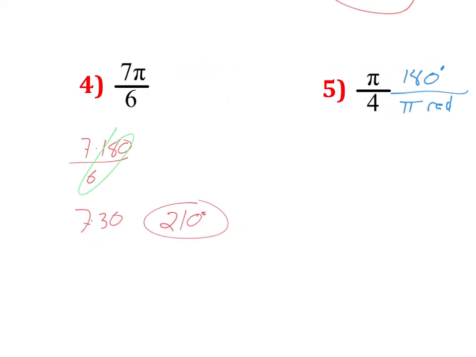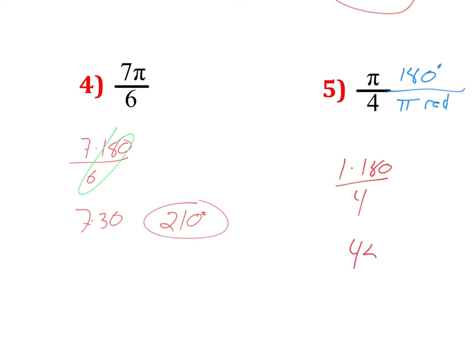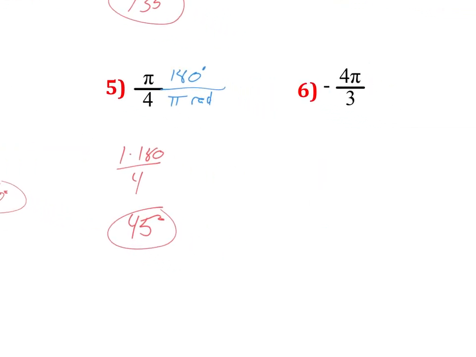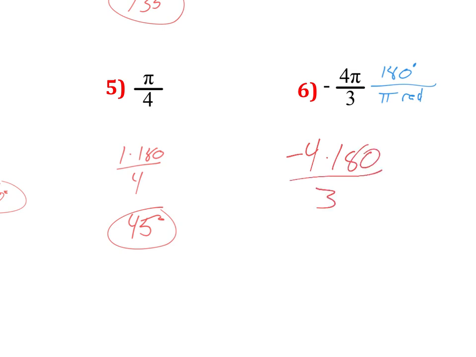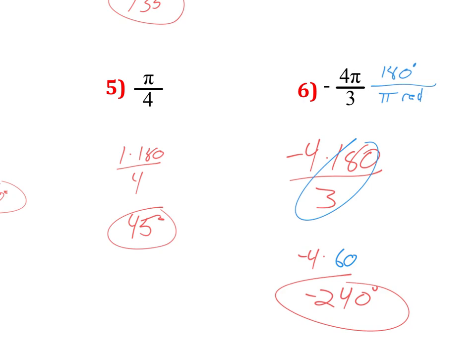Pi over 4. It's technically 1 there. Pi's cancel. 1 times 180 all over 4. Well, that's just 45. And last but certainly not least, negative 4 pi over 3. These pi's will cancel, and I'll be left with negative 4 times 180 all over 3. So if I don't have a calculator, I'm reducing that down. 180 over 3 is 60. So I've got negative 4 times 60. Well, 4 times 6 is 24. Throw a 0 on there. We get negative 240 degrees.